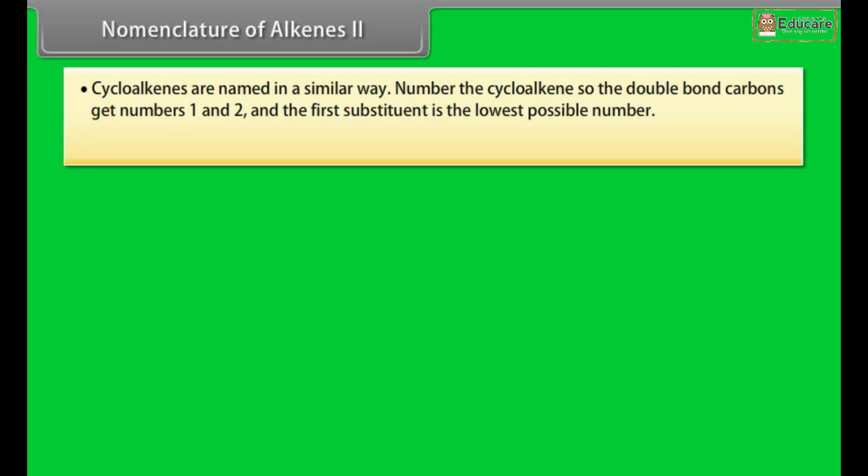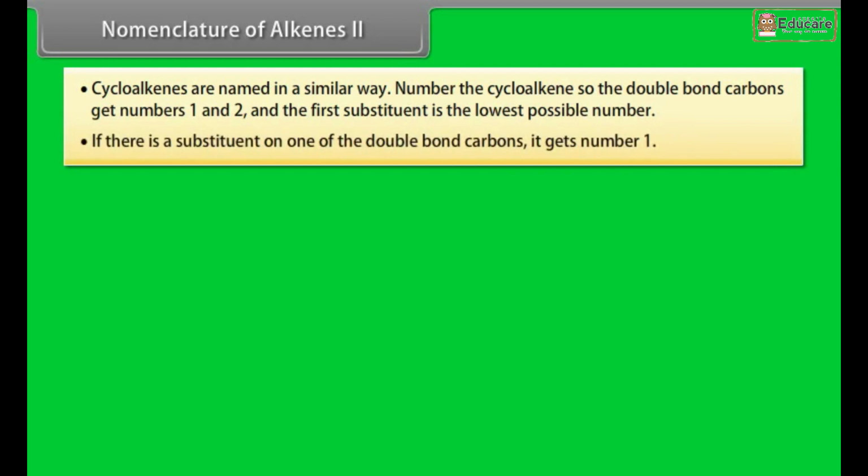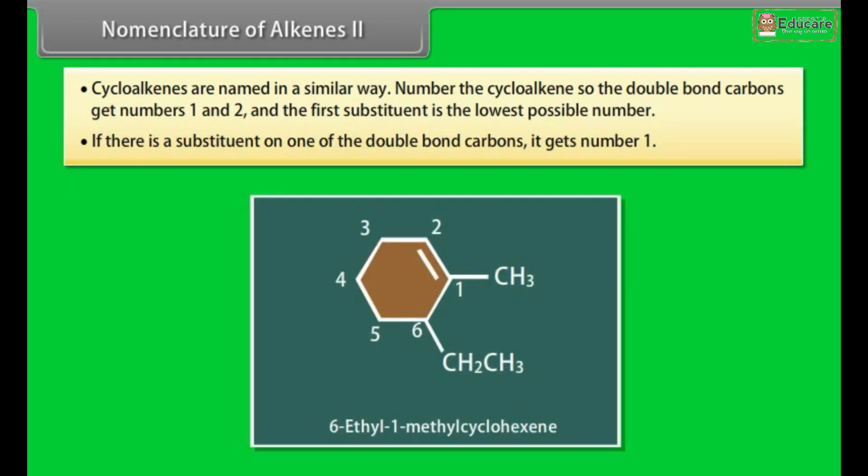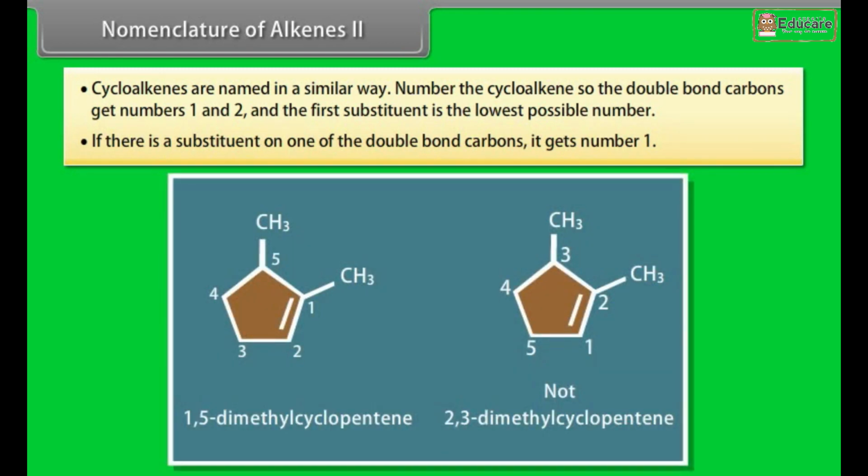Step 9. Cycloalkenes are named in a similar way. Number the cycloalkene so the double bond carbons get numbers 1 and 2, and the first substituent gets the lowest possible number. If there is a substituent on one of the double bond carbons, it gets number 1. 6-ethyl-1-methylcyclohexene. Look at this compound. It is named as 1,5-dimethylcyclopentene and not 2,3-dimethylcyclopentene.